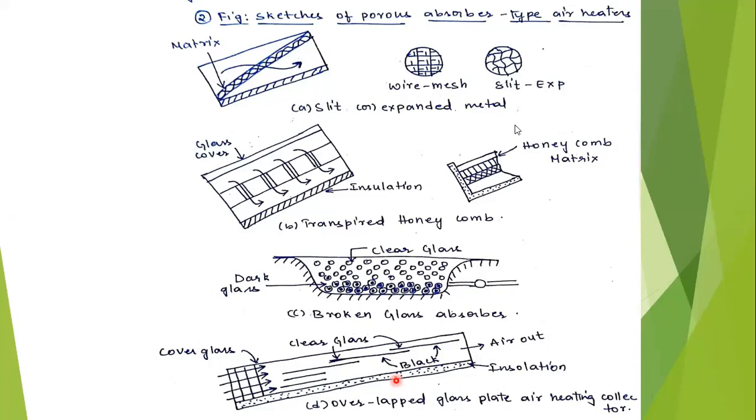The thermal losses will be significantly reduced in this type. Okay, the pressure drop is also significantly less when compared to the non-porous flat plate absorber design. This is more effectively used than non-porous.